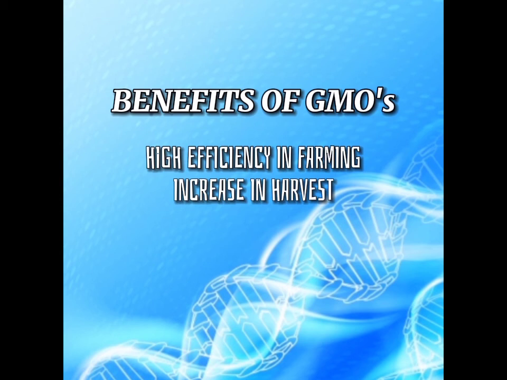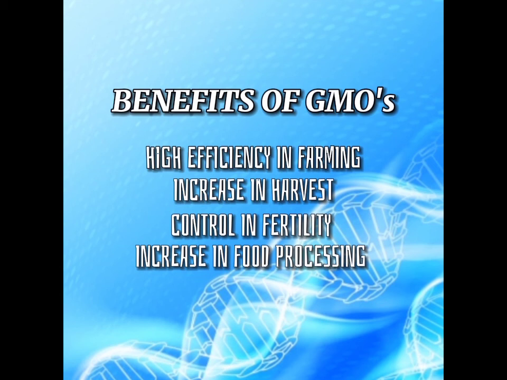For number 3, we have control in fertility. Controlling the purity of the hybrid seeds or the GMO seeds ensures higher yield. Then for number 4, we have improved food processing. Altered characteristics of GMO crops help ease food processing and improve desirable characteristics. GMO offers longer shelf life, enhanced color and taste, enhanced production and reduction of enzymes, and other modified characteristics of plants, animals, and microorganisms.